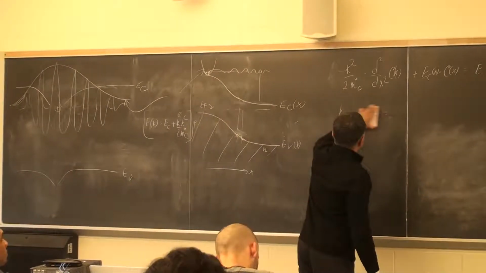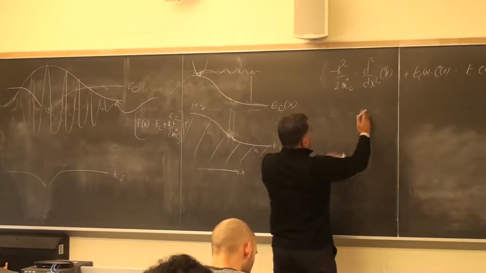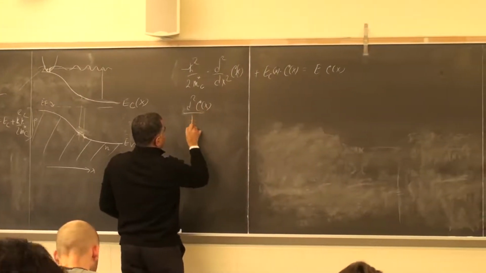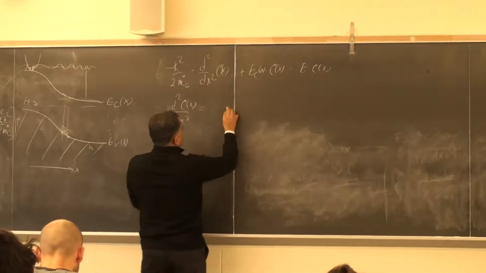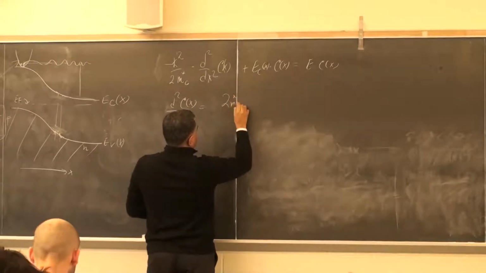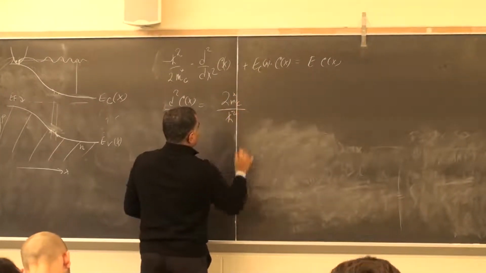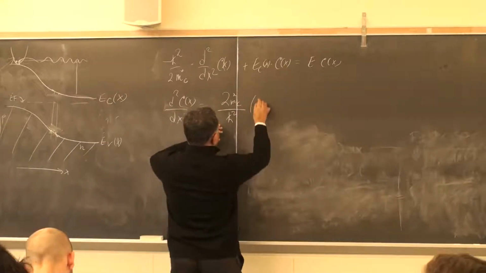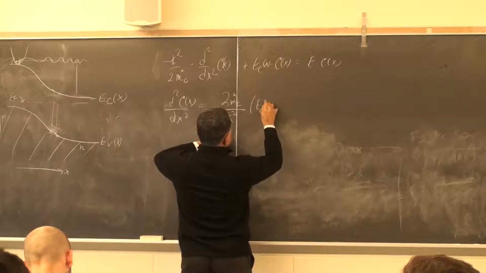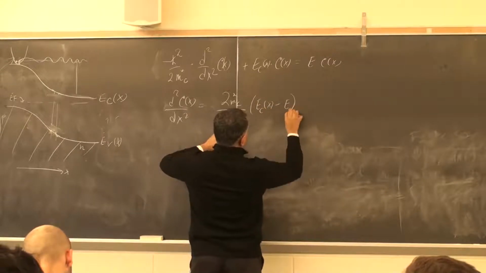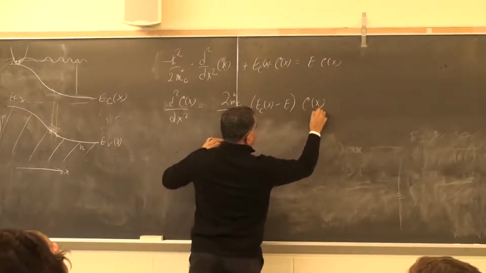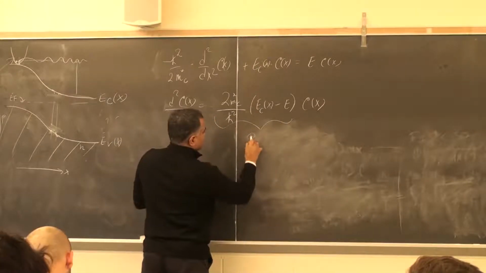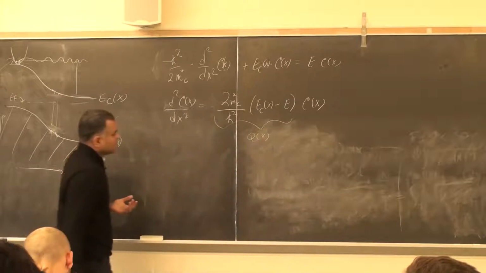So now, you can write this again, rearrange it a little bit, and write it as 2m* c over h bar squared. And on the right side, I get (EC of x minus E) times C of x, right? And if you notice this now, we can write this as some function q of x.